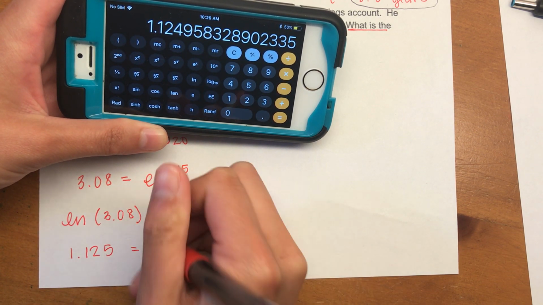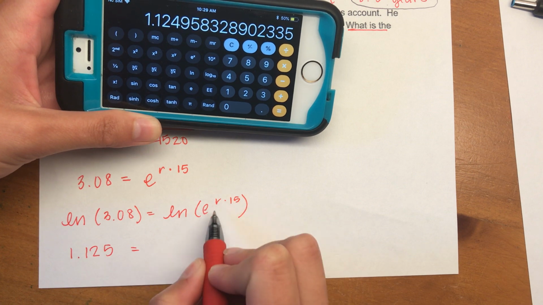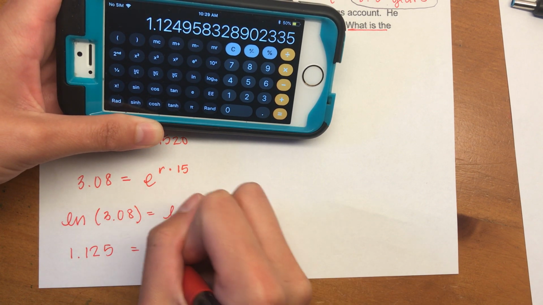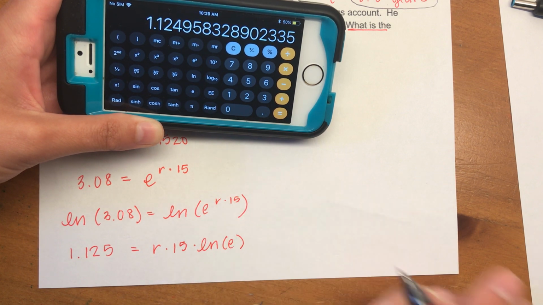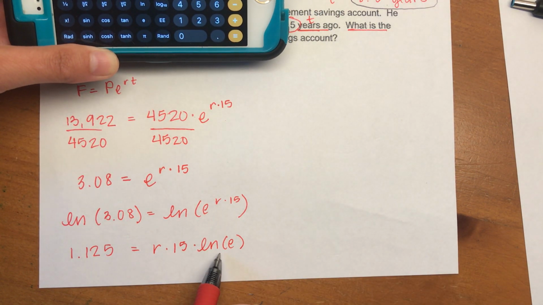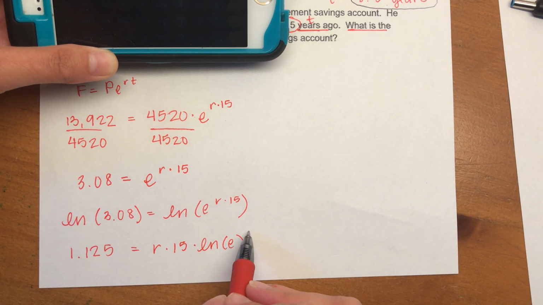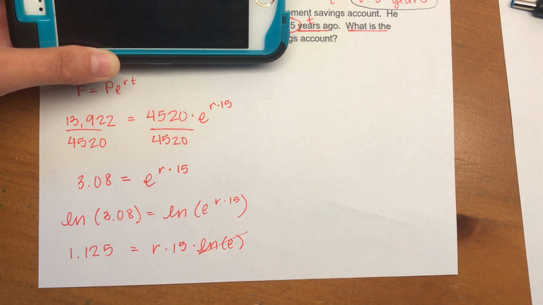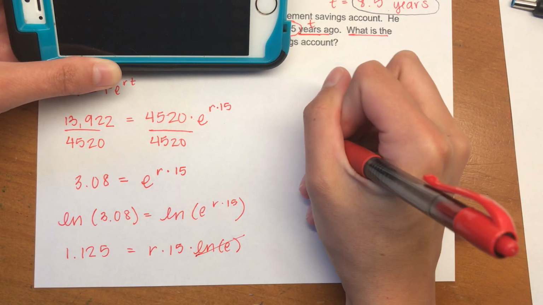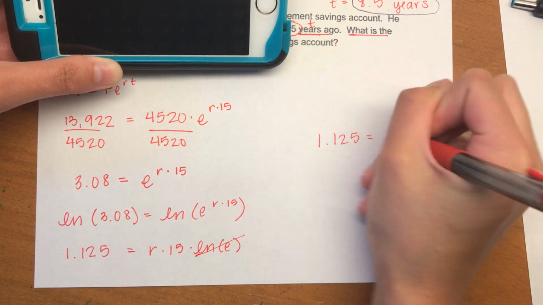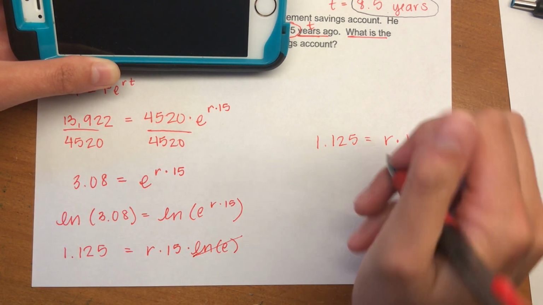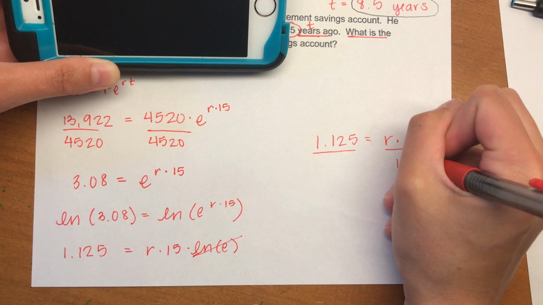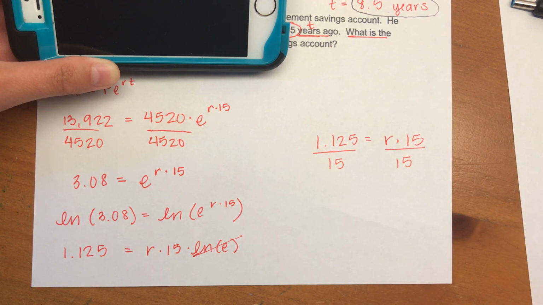And I get 1.125 equals, and I'm using my properties of logarithms here, r times 15 times ln of e. And we know that this is really a base e logarithm, which will simplify to 1. So if I rewrite this up here, 1.125 equals r times 15. And I want to get r by itself.